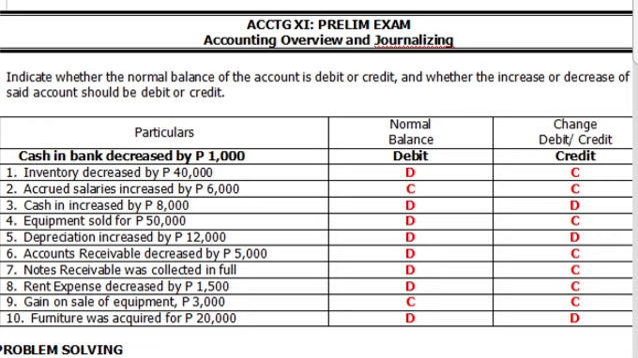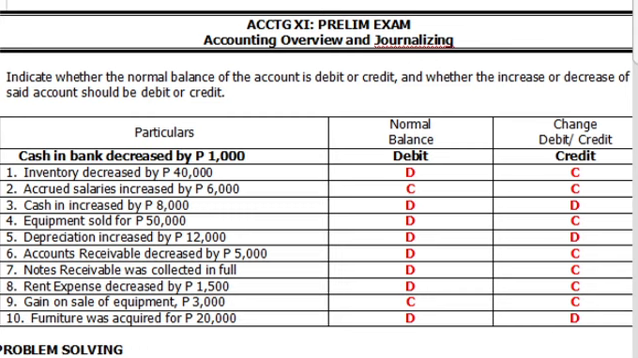So, inventory is an asset. Therefore, debit ang kanyang normal balance. And kapag sinabing decrease, ibig sabihin, bumaba ng 40,000. Ibig sabihin, kapag bumaba yung asset, nandoon siya sa kanyang opposite side. So, ibig sabihin, credit. Next, number 2, accrued salaries.